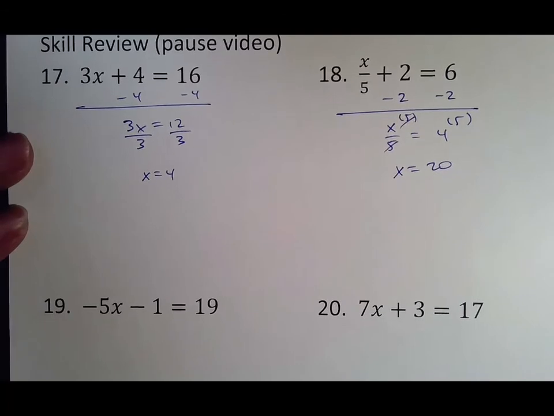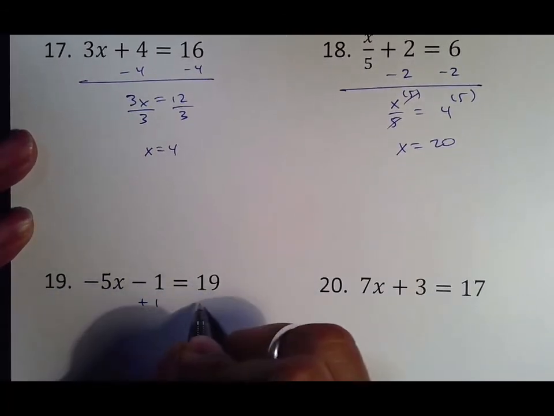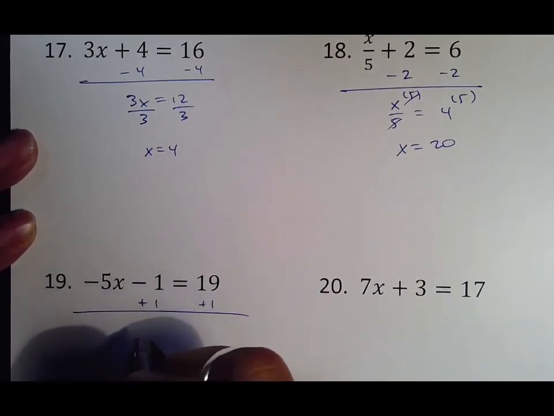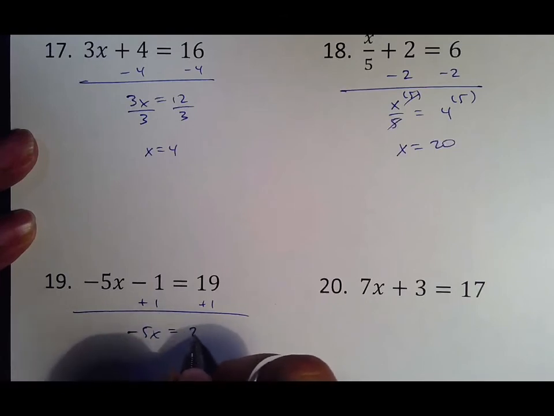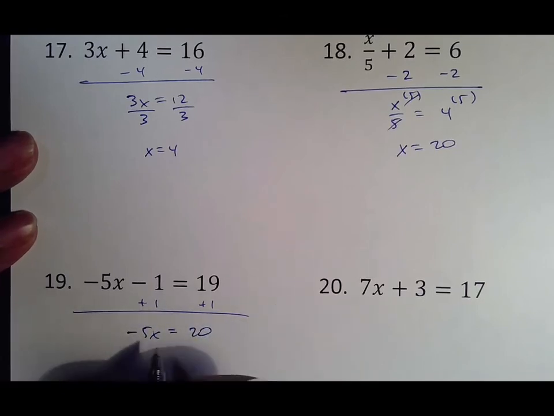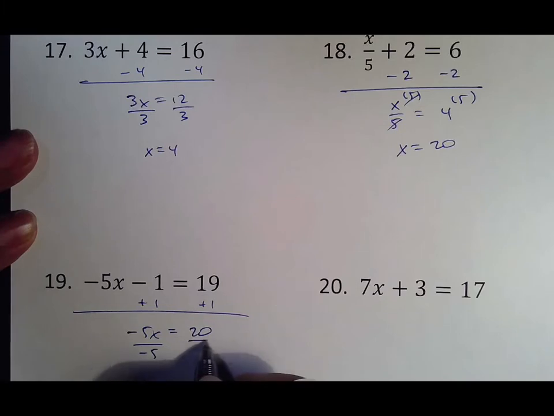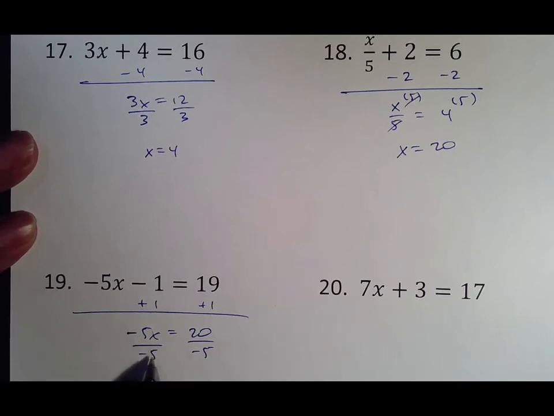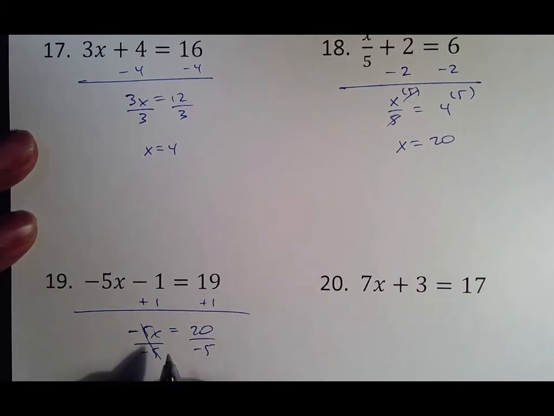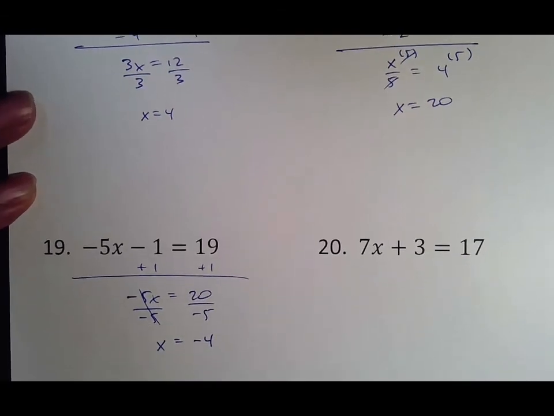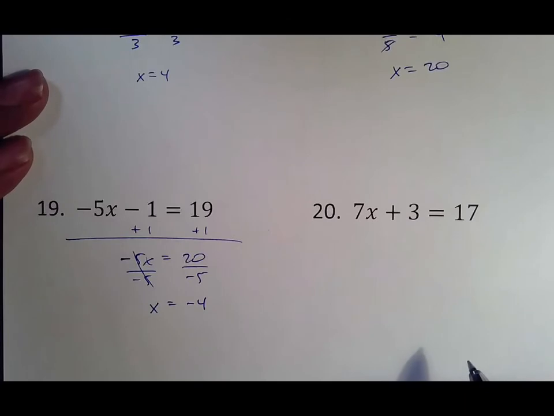It's really repetitive. Here, first thing you do is add 1 to both sides, because that number goes first. Bring down your negative 5x and your 20. Remember, that's negative 5 times x. And so we divide by negative 5. Once again, the same rule. Negative 5 on top and bottom go away. 20 divided by negative 5. Remember that if the signs are different, it's a negative 4.